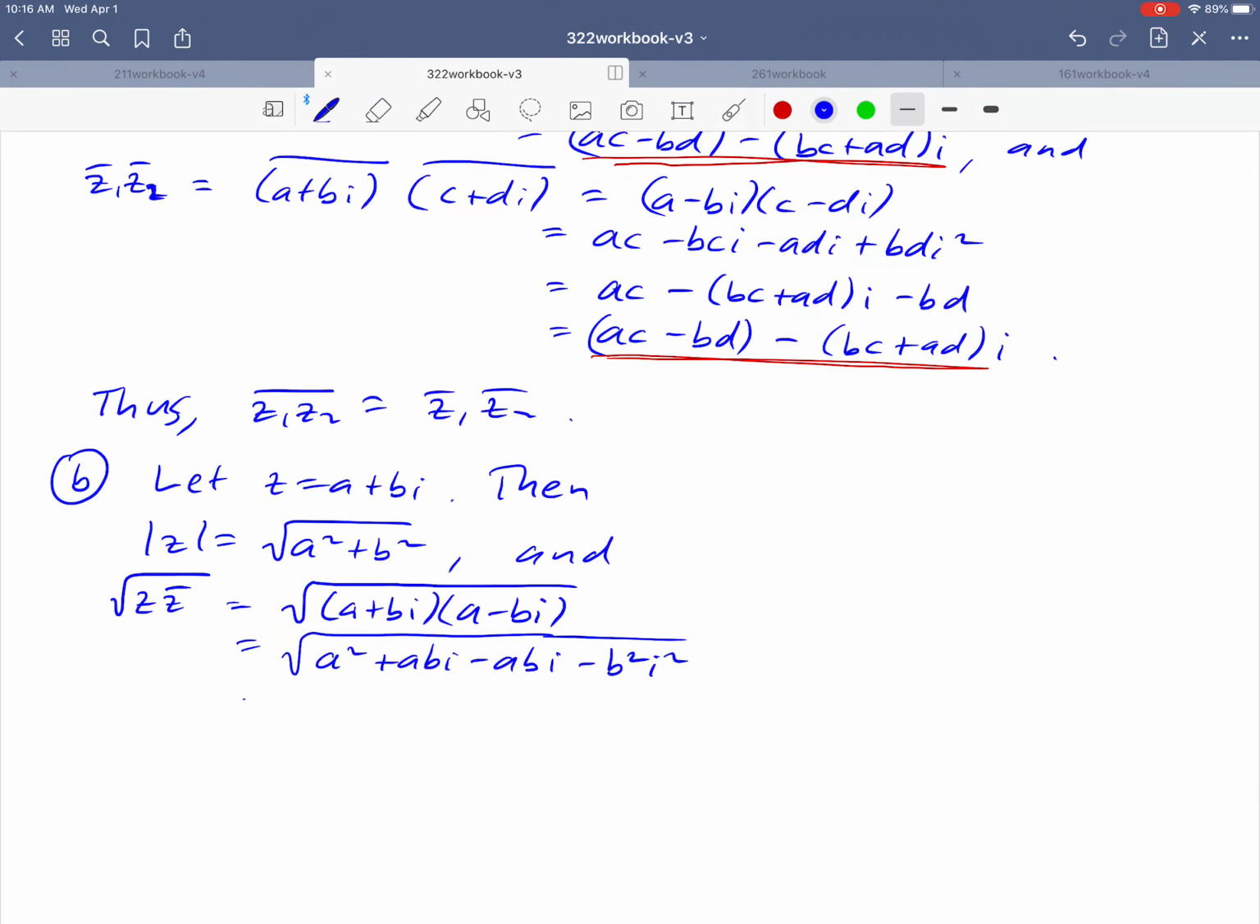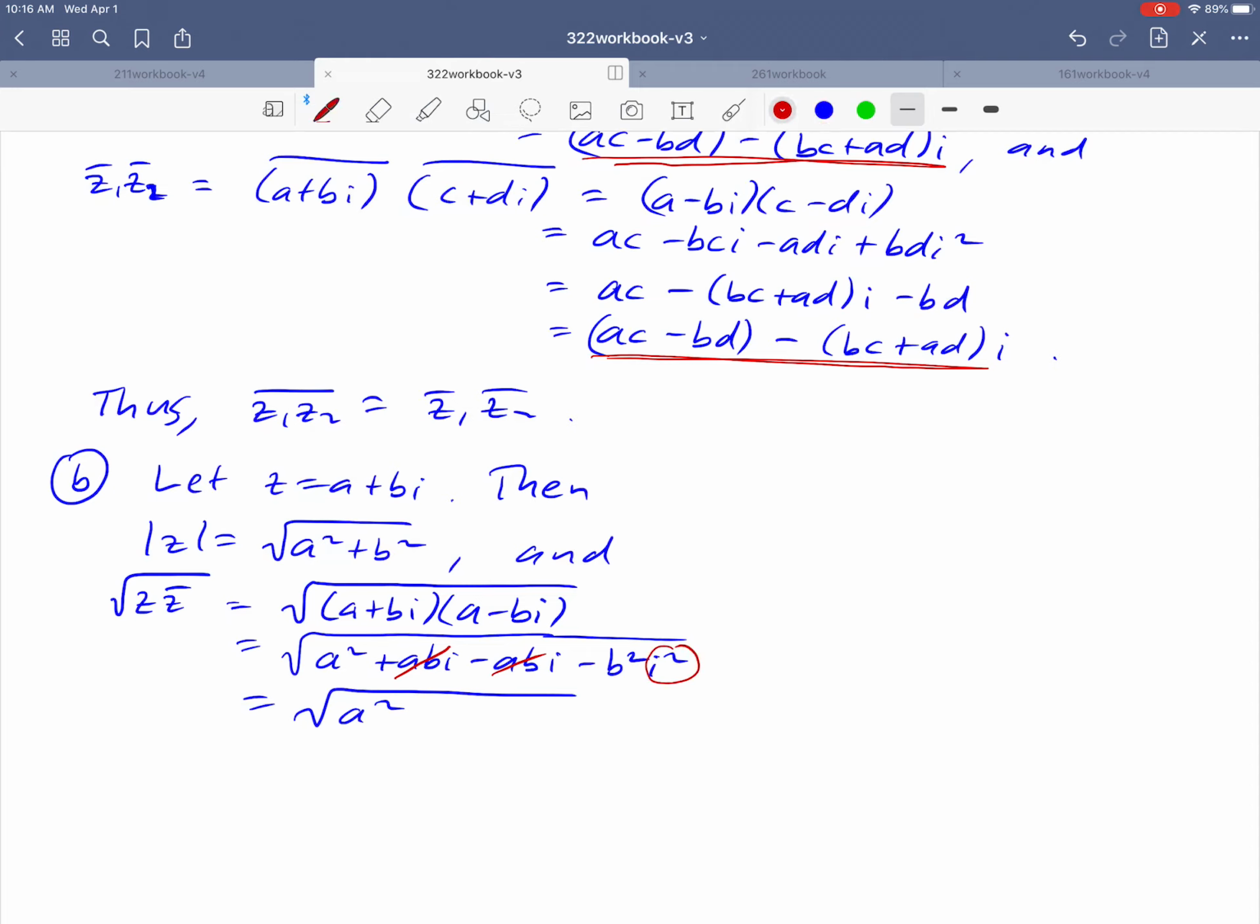Okay, what happens with all of that? Well, you might notice one very nice thing that happened. These two terms cancel out. And so we've got a square root of a squared, and then a minus b squared i squared. There's that i squared again, which is negative 1. So that's going to turn that minus b squared into a plus b squared.